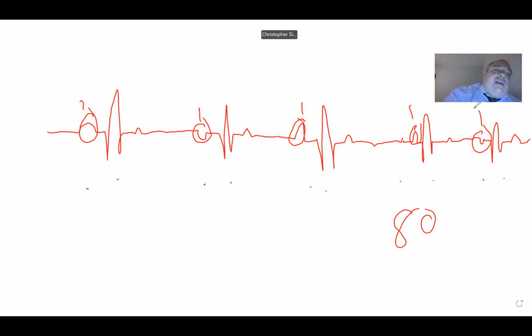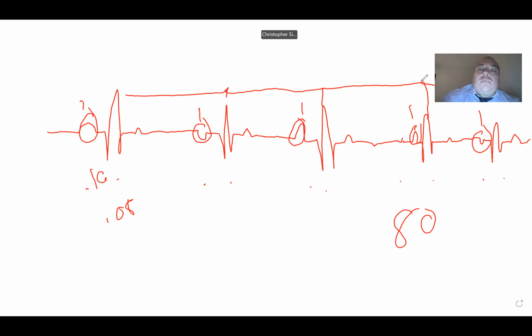Okay, so PR intervals, we'll say 4 small boxes, so that's 0.16. QRSs, I had a little hard time drawing on the computer, but we'll say they're 0.08. And let's say the R to R, for example, is not the same distance. Okay, so let's just say that we have an irregular R to R interval. So let's look at what we got. Okay, we've got a rhythm whose heart rate is 80.